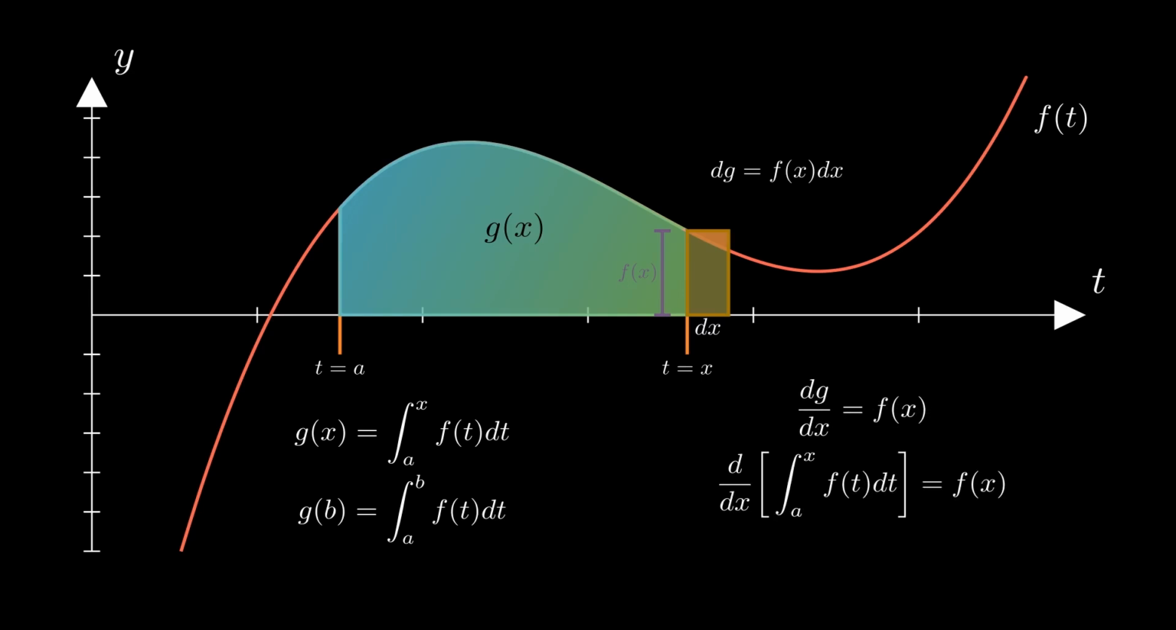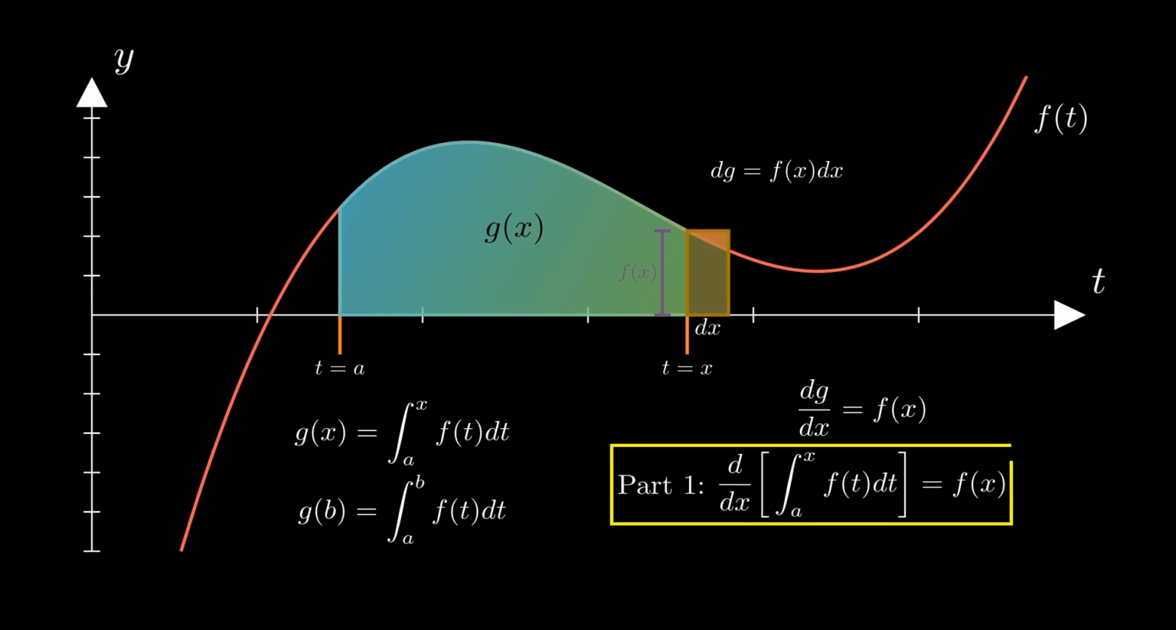That complicated looking equation down there is actually none other than the first part of the fundamental theorem of calculus. And all it is saying is that if one constructs a function that finds the area under another function f of t, then the rate of change of such a function at any t equals x is just f of x.